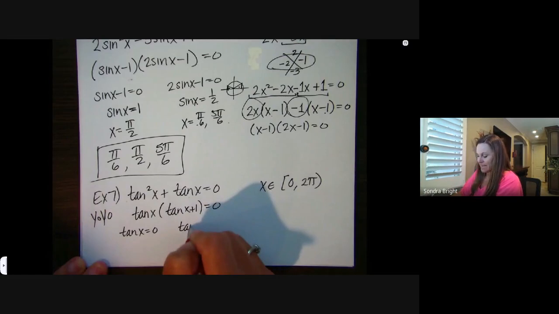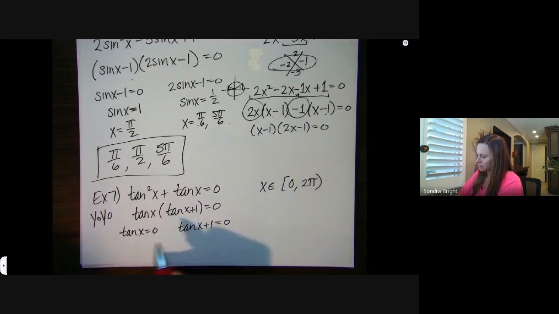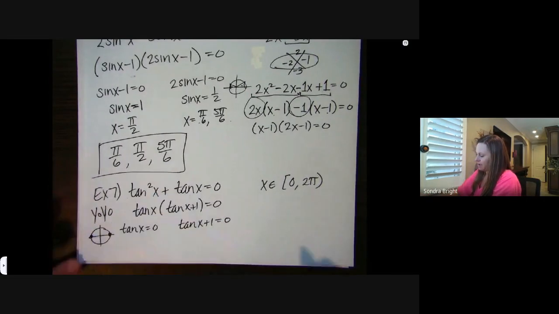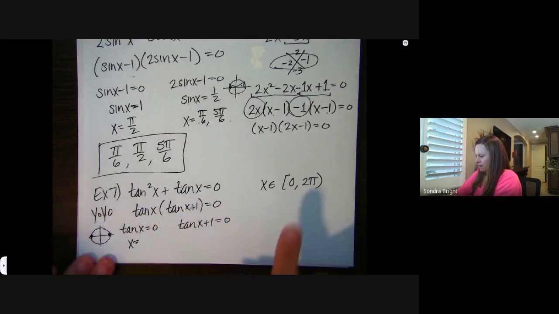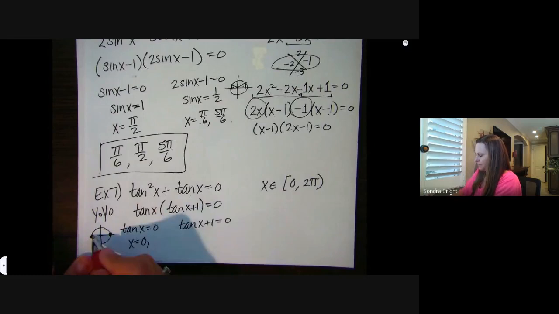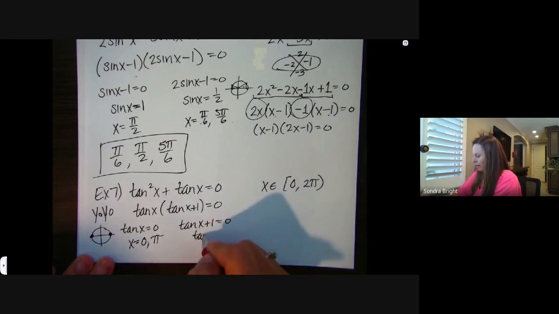So when is tangent equal to 0? Well, it's y over x, so it's when y is 0. So here and here. So x would be, you're including 0, not 2 pi, so it's 0, and then this one would be pi. Here it's tangent of x equals negative 1.